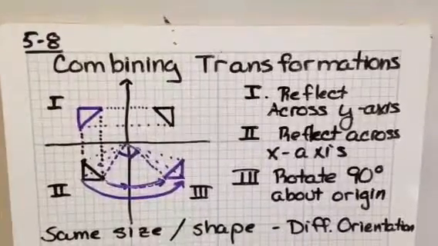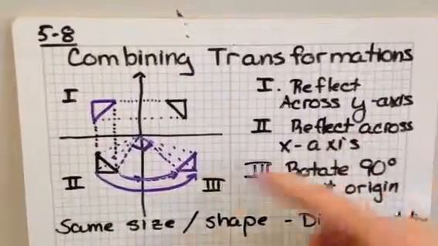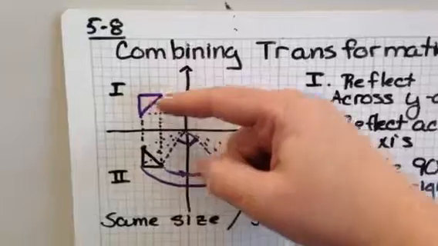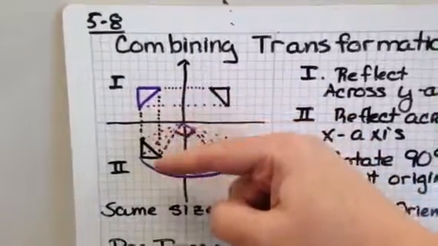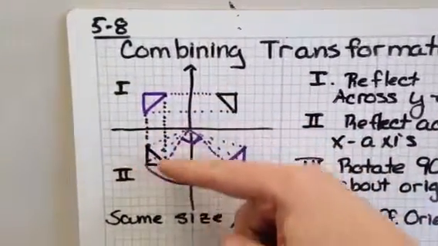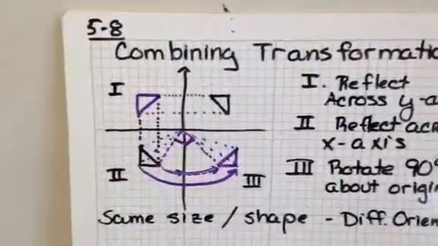And then I take this and I reflect it across the x-axis. So I can take this image and then reflect it down, and I will get this square here.